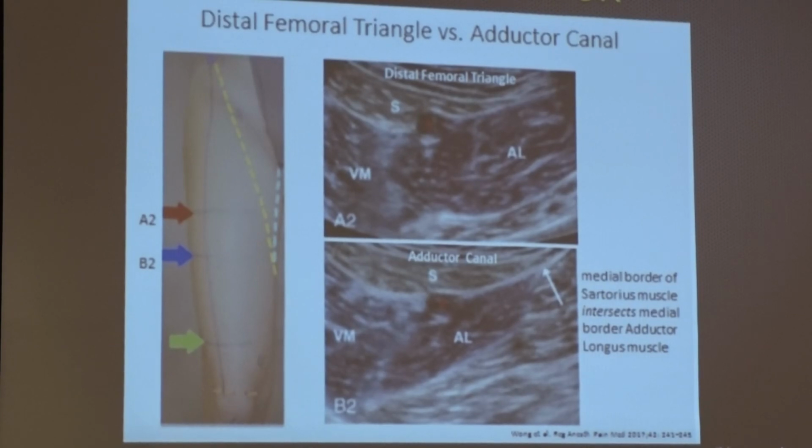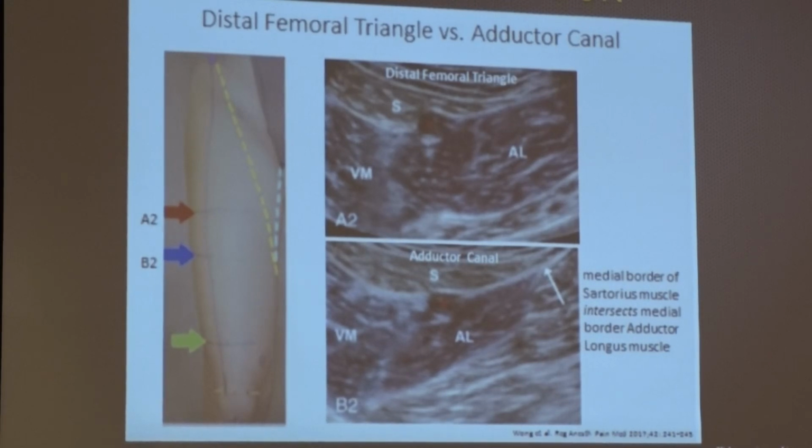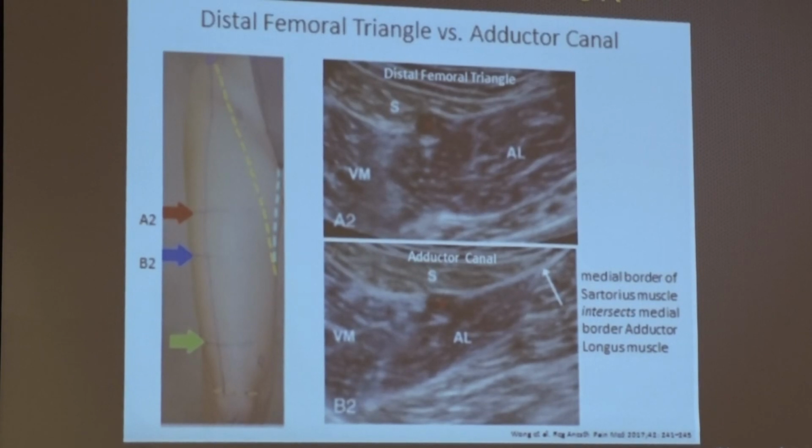Because if you inject too proximally, you may be near the femoral triangle and local anesthetic may spread proximally to block the motor nerves of the femoral nerve. If you inject too distally, some of the local anesthetic may spread distally into the popliteal fossa to block the popliteal plexus, which is good, but you may miss the saphenous nerve, which has already pierced the vasto-adductor membrane, and you may not be able to block the saphenous nerve.